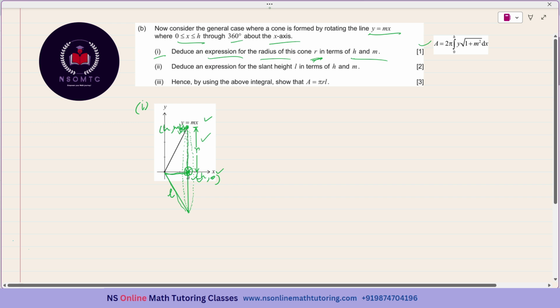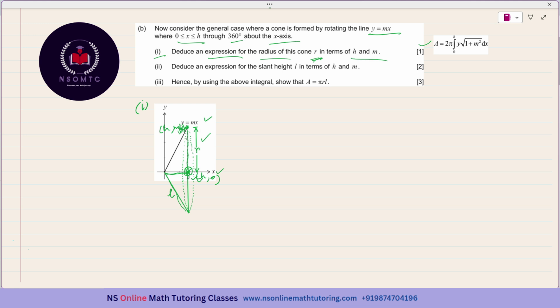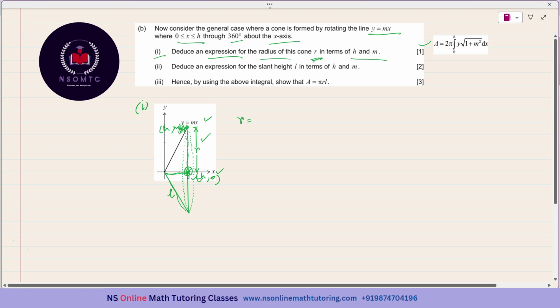And now we can apply the distance formula. Let me write the distance formula: the square root of h minus h, whole squared, plus mh minus 0, whole squared.